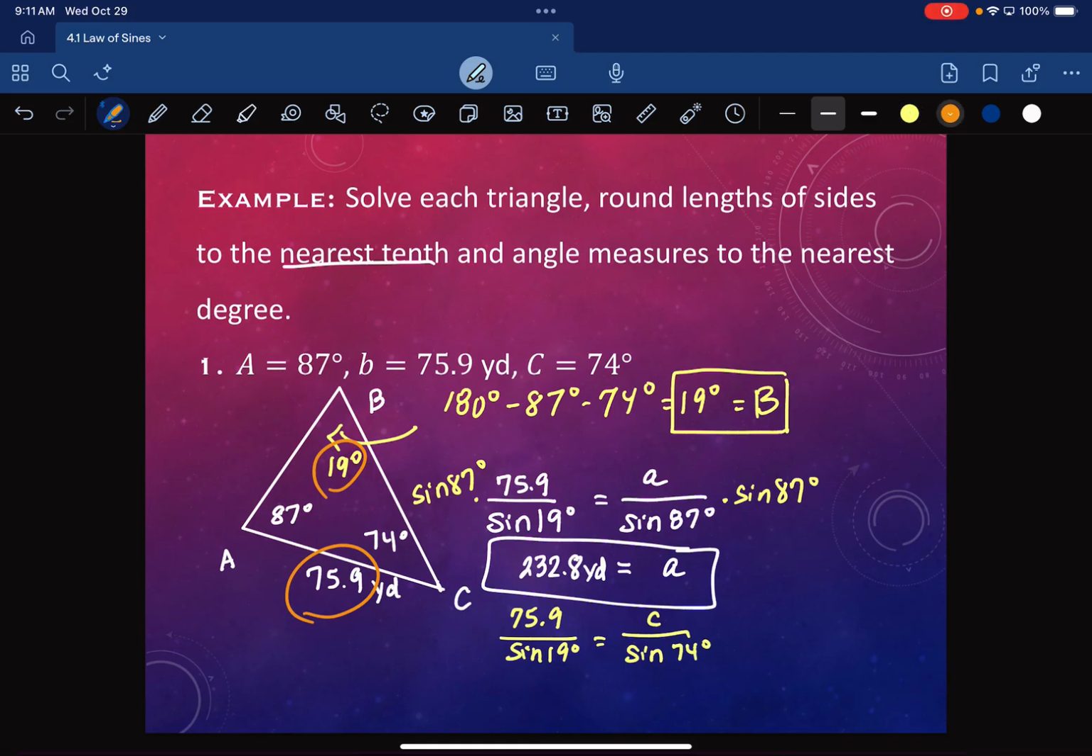And what would we do then to find side C? You bet. Multiply sine 74 to both sides. So then we need to do sine of 74 degrees times 75.9 and then divide by sine of 19. What do you get? What'd you have, Isaac? 224.1. That's what I have as well. And it's yards, right? Yes.